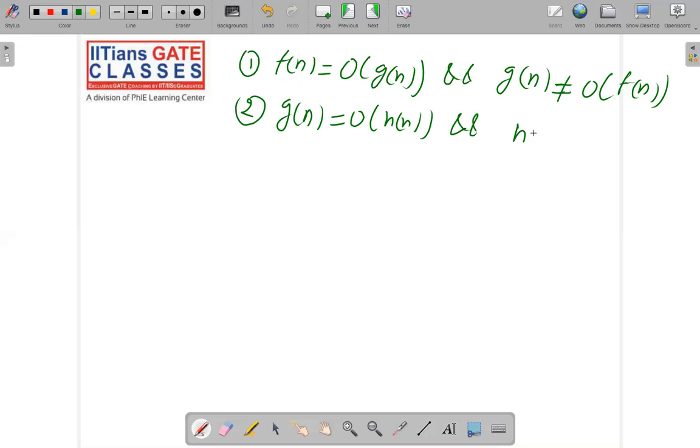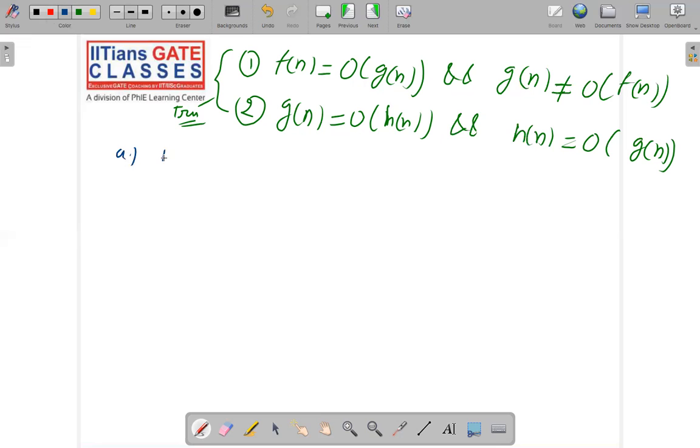And here the vice versa is also true. Hn equal to order of Gn. Okay, remember this: Fn equal to order of Gn and Gn is not equal to order of Fn. Here Gn is equal to order of Hn, and Hn is also equal to order of Gn. Okay, so both conditions are true. We are considering this is true. It is given. Now let's solve some of the expressions.